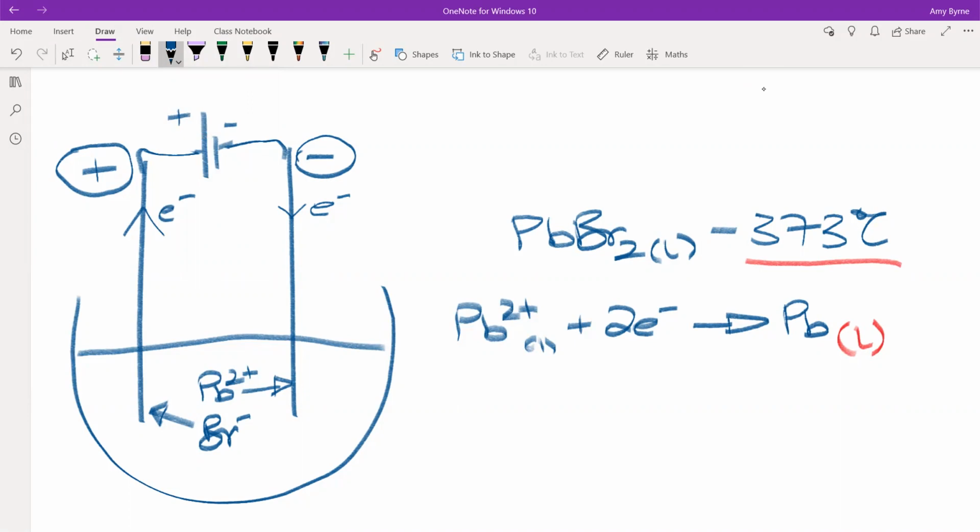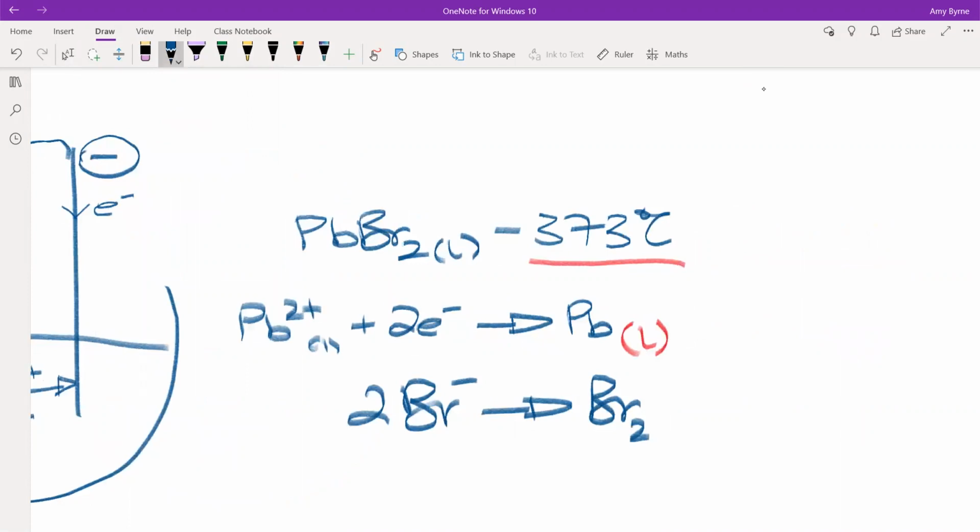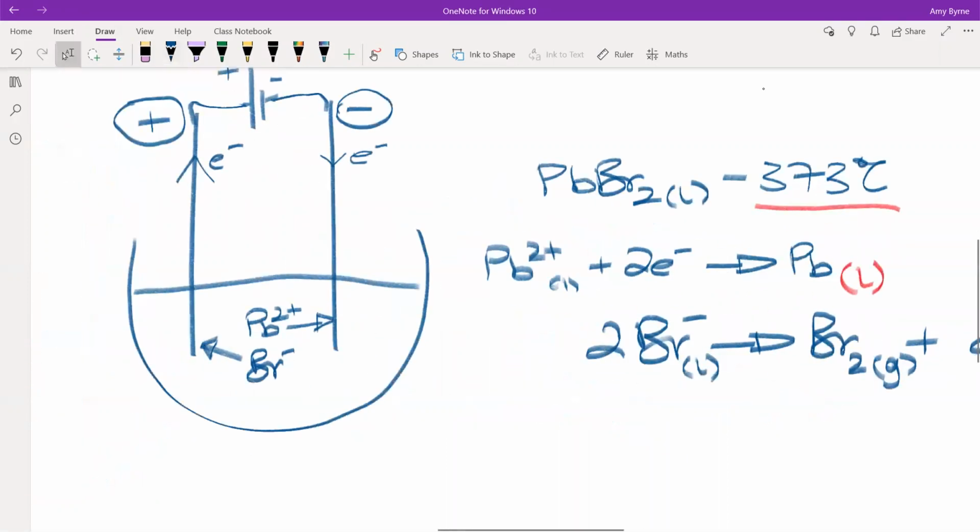So there's that. So I have pumped on my right-hand electrode, I am pumping electrons onto my lead ions and turning them back into liquid lead. And then on my left-hand electrode, I'm taking bromide ions and ripping electrons off them to form bromine molecule and 2 electrons. So that's a liquid. Bromine is a gas.